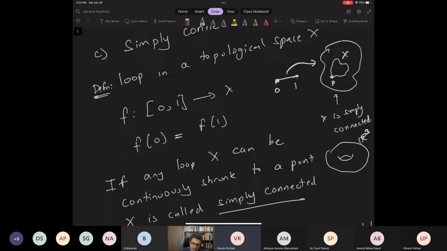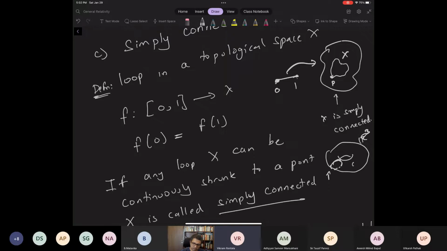Now you can draw a loop which wraps around one arm of this Medu Vada, like this. As it goes around, you see that there is no way to shrink this loop while keeping all the points on this loop on the surface. I can slide it around the Vada, but you can't really shrink it to a point. Think of this as a rubber band.